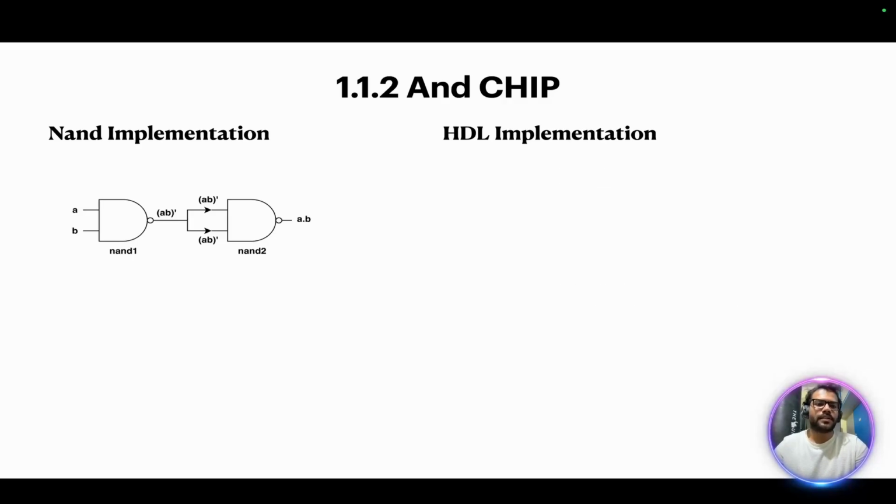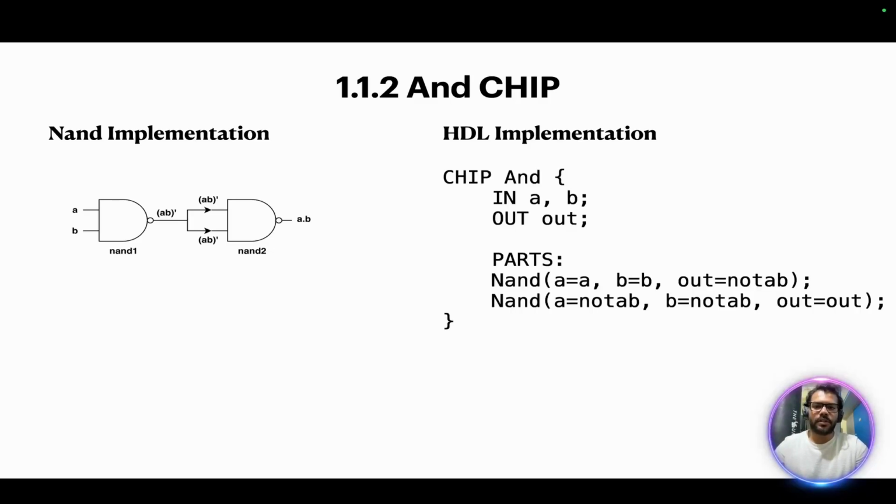proof there. Let's look at the HDL implementation. You have two NAND chips. A and B are the inputs and output is the output variable. So input A and B variables, output is out, and the parts are two NAND gates. The first NAND gate takes A and B as input. I am considering a temporary variable as not AB, which is the output of the first NAND. I'm feeding that as input to both the pins of the second NAND gate to get the output.